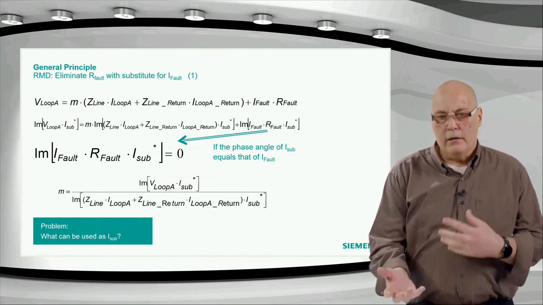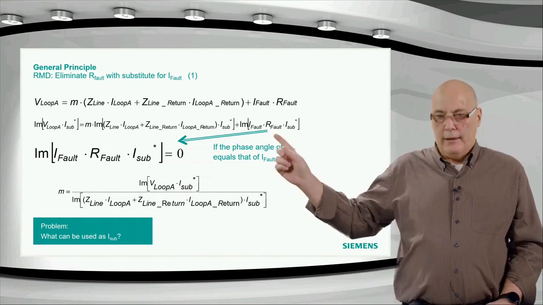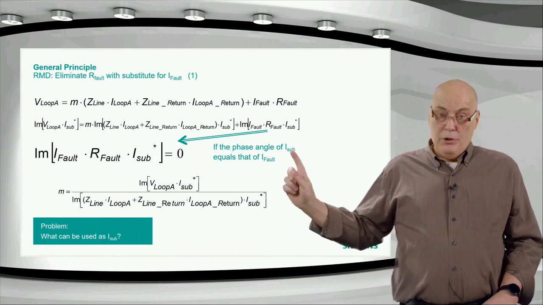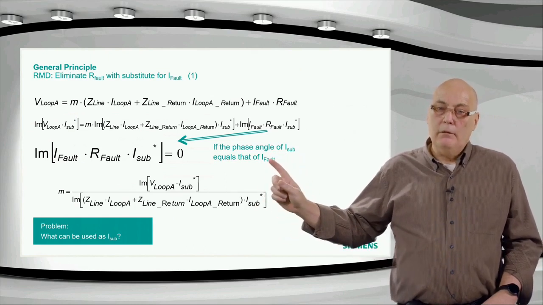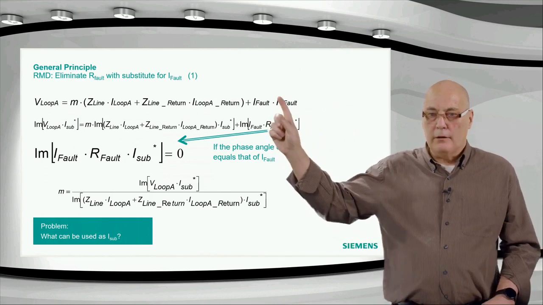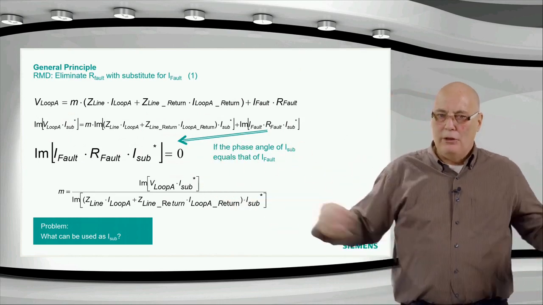And the technique, I don't want to go through it in too much detail. It is a complex mathematics. You take an I sub current, a substitution current, and the requirement for the substitution current is that it has the same angle as the fault current. Okay, so if you conjugate that current and you multiply this equation on both sides by that current, you can see it was done here. Makes the equation even a little bit longer.